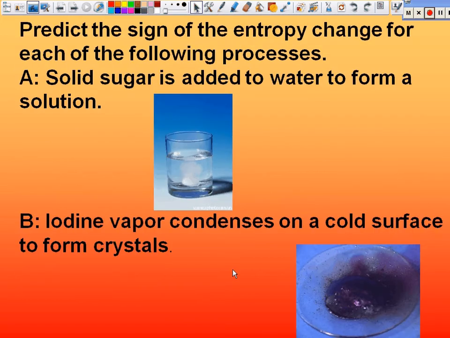Okay, so predict the sign of entropy change for the following process. Again, it's either positive delta S or negative delta S. See if you can do those two real quick. It's either positive or negative delta S.